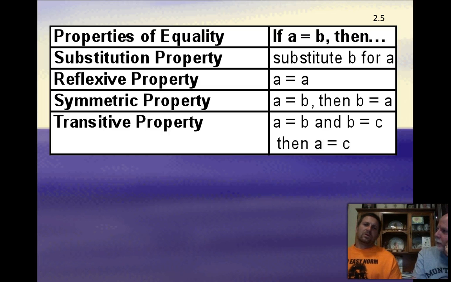That's the transitive property. To me, it just kind of reminds me of the algebraic version of the law of syllogism. It is, yeah. Because look, B is the middleman. Get rid of B, and A is equal to C. Since A is equal to B, B is equal to C, dump B, and A is equal to C.